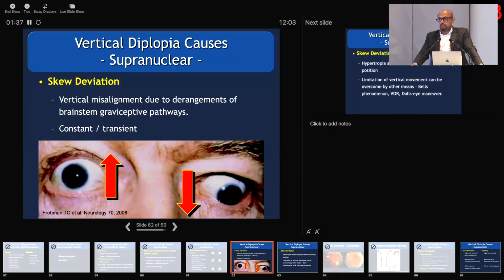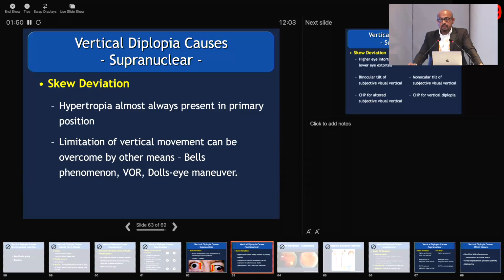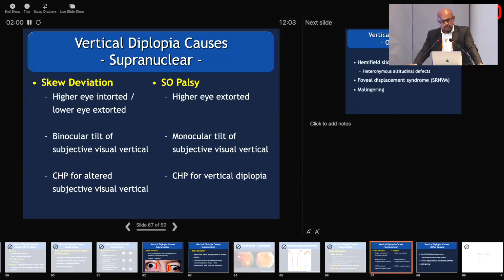Another cause can be a supranuclear cause, which is not very common for us to see in an ophthalmic OPD, which is a skew deviation, where there is a vertical misalignment, which can be constant or transient, and the patient can also have double vision. In a patient with skew deviation, you will have hypertropia always present in primary position. However, the differentiator between a superior oblique palsy and a skew deviation is looking at the fundus. In skew deviation, the higher eye would be intorted, which is in contrast to superior oblique palsy, where the higher eye would be extorted.